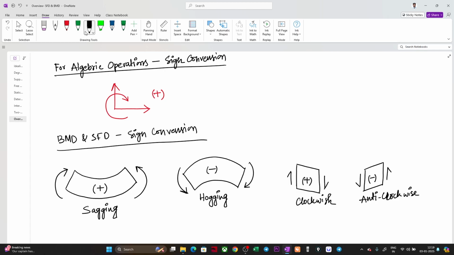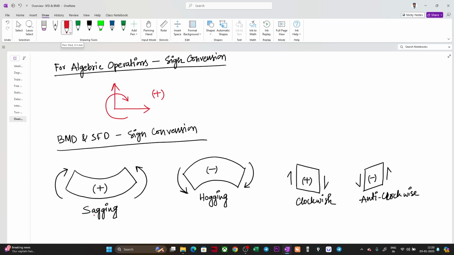Okay, so you remember from this that if it is clockwise then it is positive, if it is anti-clockwise it is negative. If it is positive it is sagging, or vice versa. If it is sagging it is positive, if it is hogging it is negative. Vice versa you need to understand.